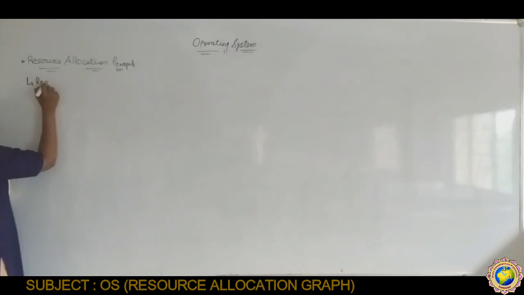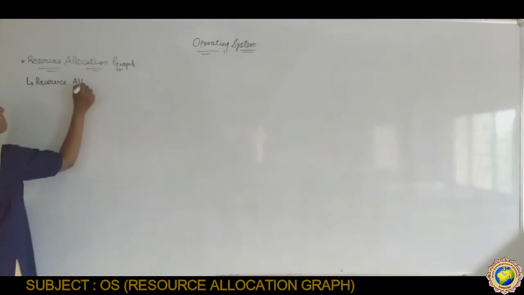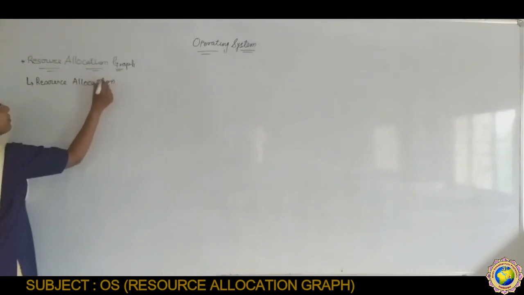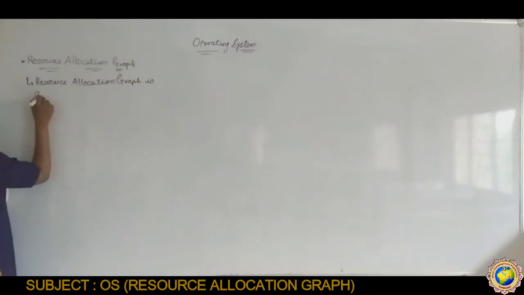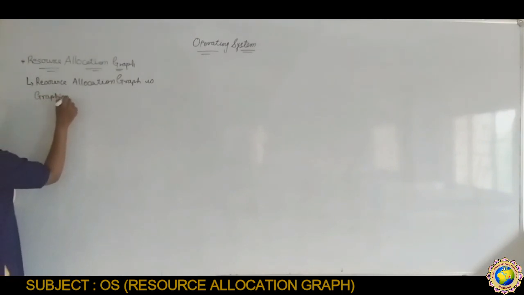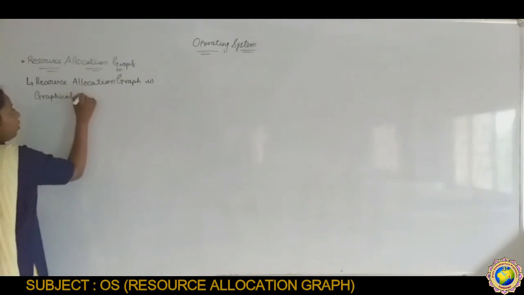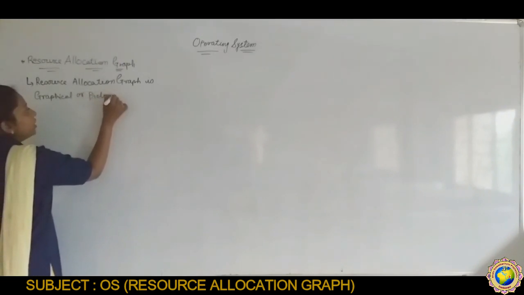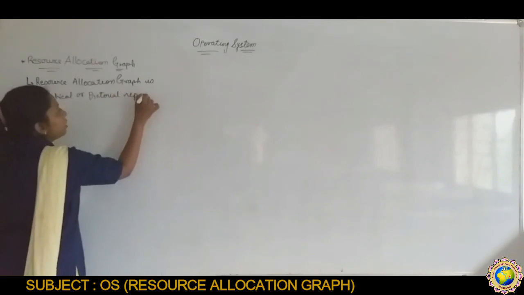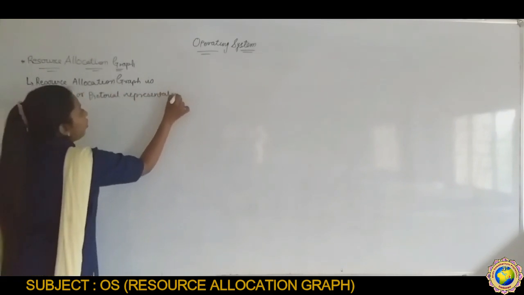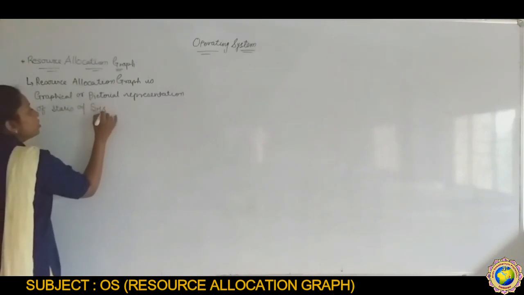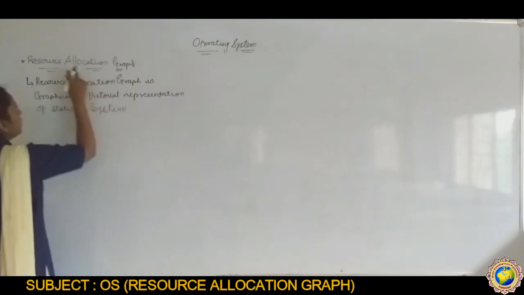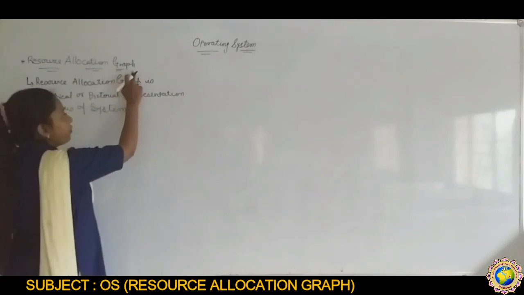Resource allocation graph is a graphical, or you can say pictorial, representation of the states of the system. So this is the definition of the resource allocation graph.